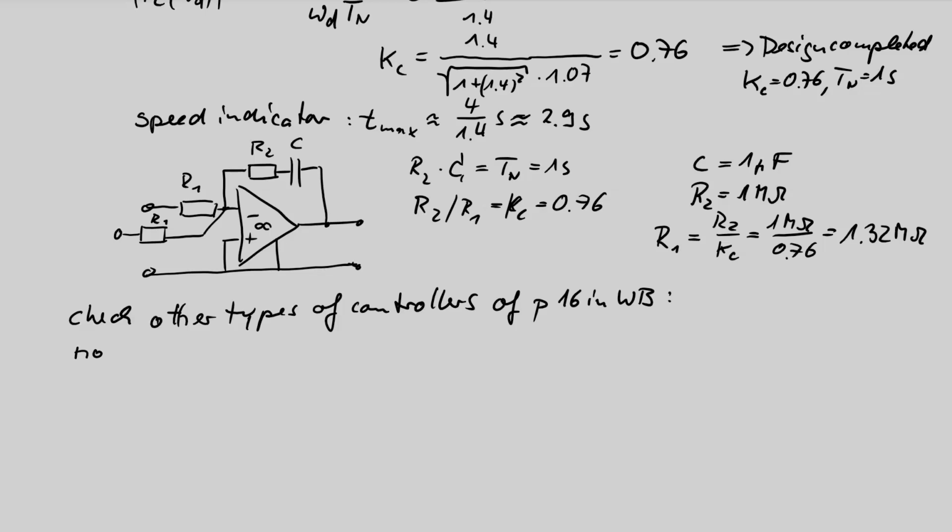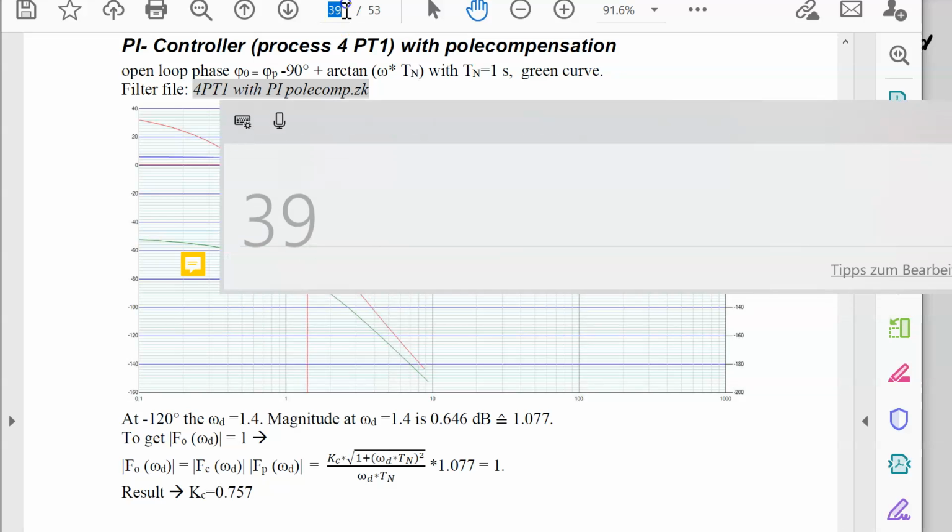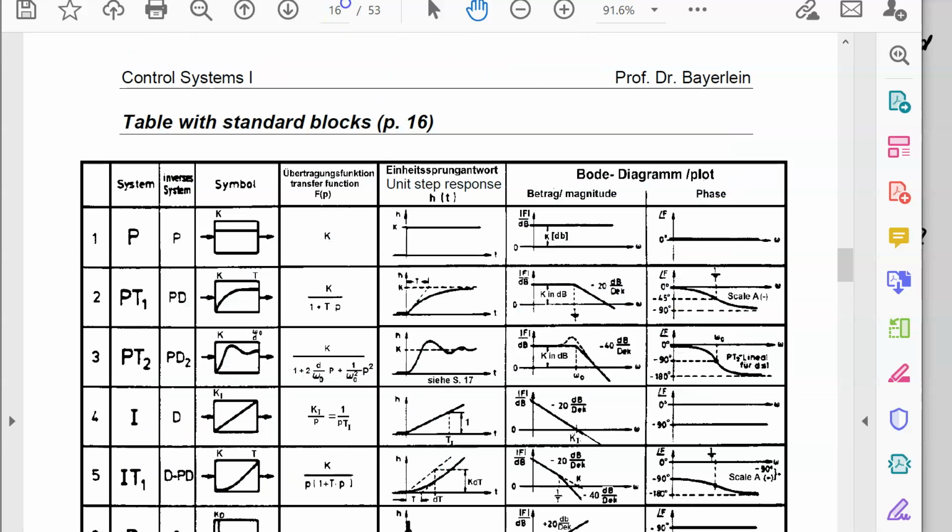Note: negative phase makes the loop slow, positive phase makes the loop fast. Yeah? So let's skip through the list on page 16. I switch to page 16. Let's look for a PT1. Can a PT1 block be a good controller?